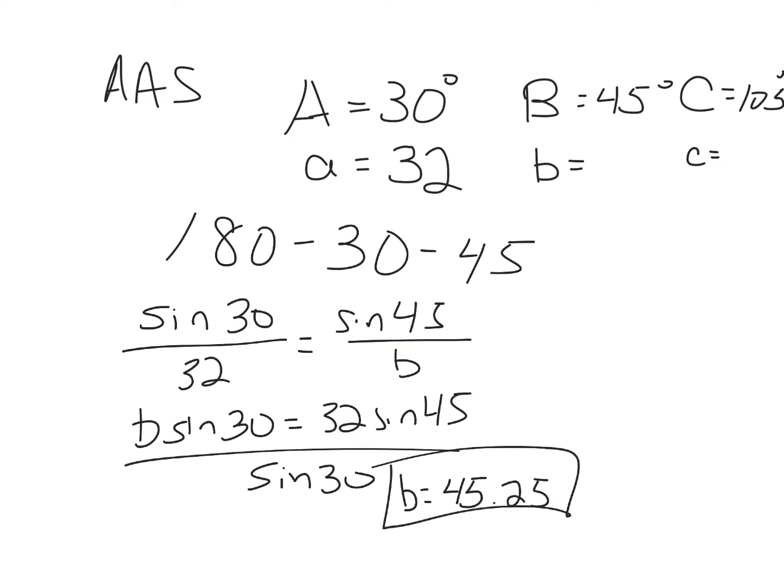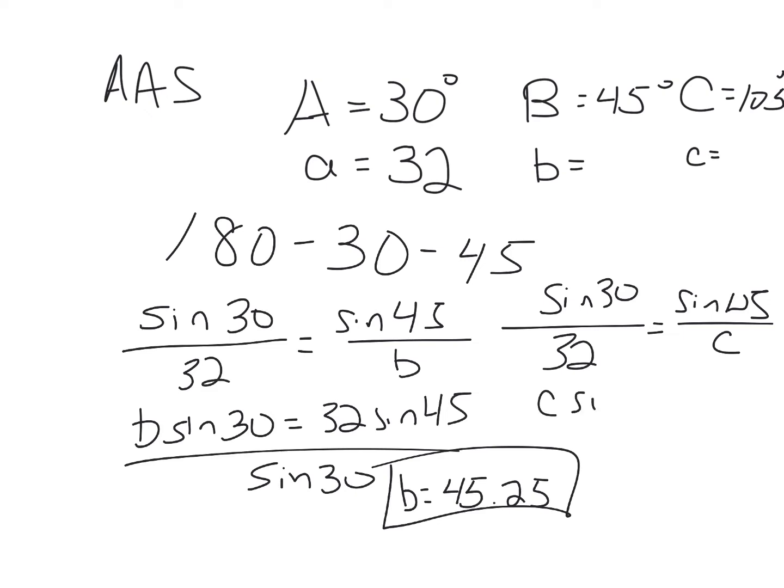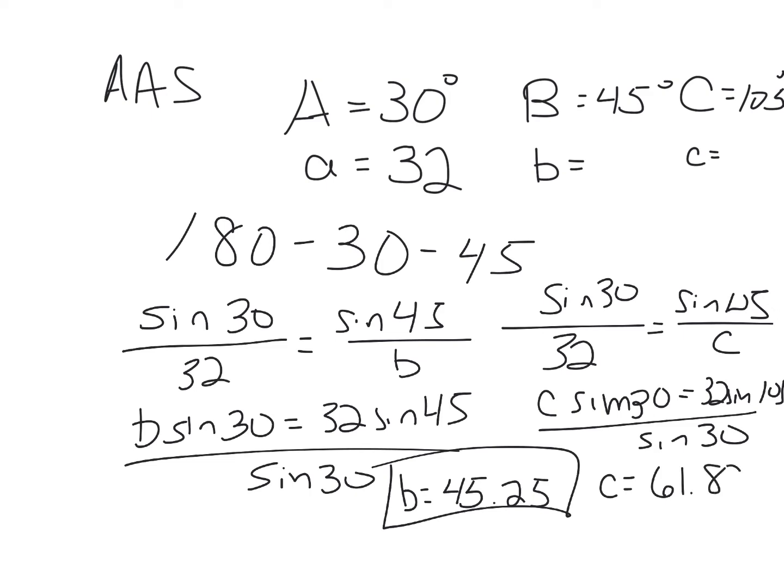So we know that as well, and we still need lowercase c. I'm going to still use capital A and lowercase a because that's the most exact answer. We should roll with that. Then we get sine 30 over 32 equals sine 105 over lowercase c. Cross multiply, you get c sine 30 equals 32 sine 105, divided by sine 30. That will get us c equal to 61.82. I rounded to 2 decimal places in these cases.